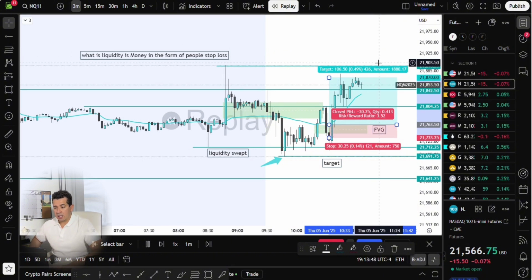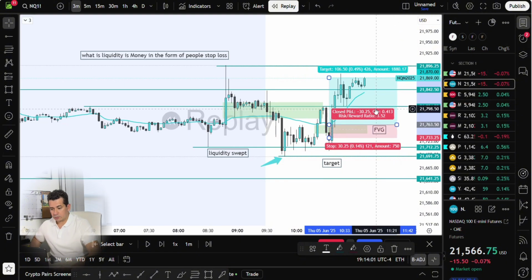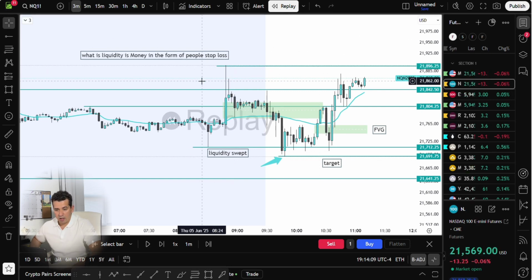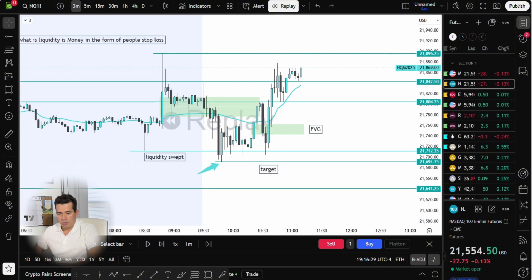So keep in mind that liquidity is money, it's a form of people's stop loss. Write it down on the charts so you can remember. Let me take this off so you can remember when you're trading. Look for those areas, mark them down, write them down, so you can keep reminding yourself. Price is drawn like a magnet to those areas.